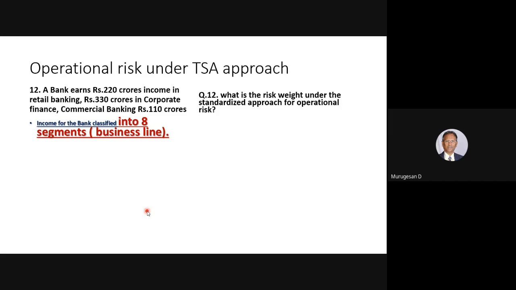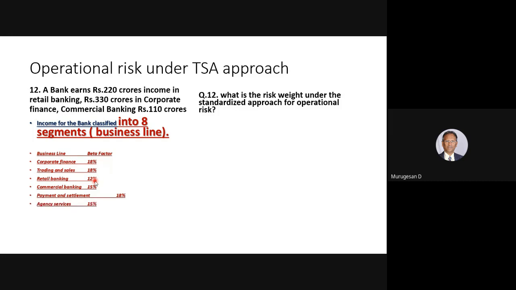There are 8 segments of business, you remember. What are the 8 segments of business? For each segment of business, you have to remember the beta factor, they will not give it. Please remember, corporate finance means high risk, so 18% risk. Trading and sales is 18%. Retail banking, low risk, 12%. Commercial banking, 15%. Payment and settlement, high risk, 18%. Agency services, 15%. That is, you are doing agency for life insurance, insurance, banks are acting as agents. So you are getting some income. That income you may lose by 15% because of non-adherence to systems and procedures.